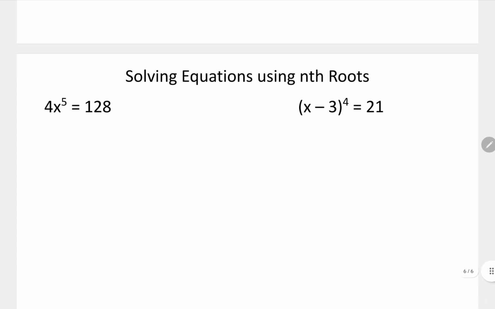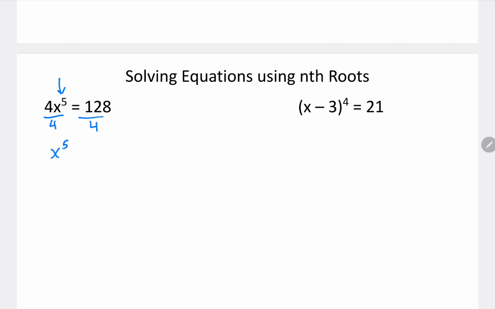Okay, the last thing we're going to talk about is solving equations with nth roots. And your goal when solving equations, of course, is to get the variable by itself. So our goal is to get x by itself. And so anything you can get rid of, get rid of. So in this case, we can divide by 4 right away. So that's going to be our first step.